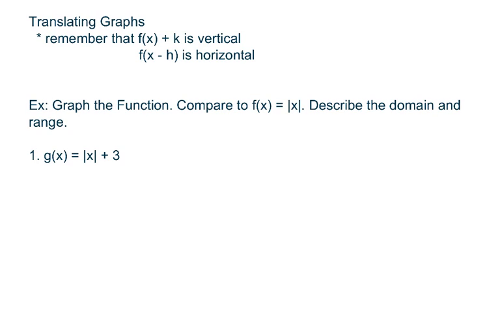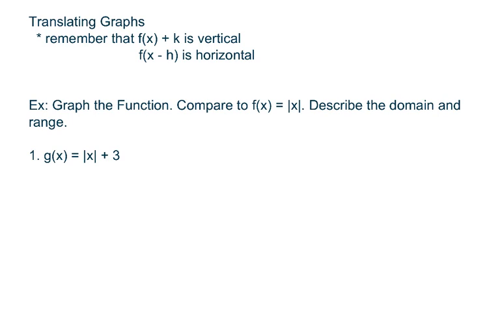But before we do that, we need to do a little bit of review. If you remember from Section 6, we talked about translating graphs. Remember that if we add something to the original function, that's a vertical change. And if we subtract or add something directly to x, that's a horizontal change. It's a horizontal translation.